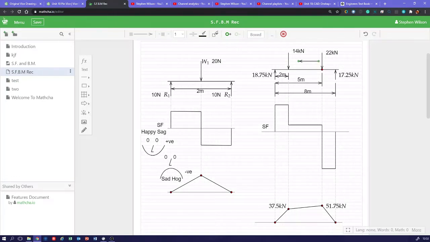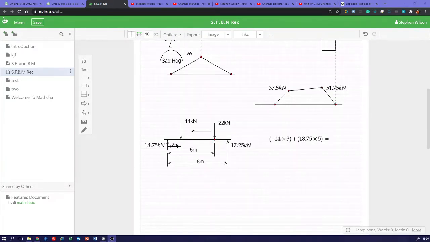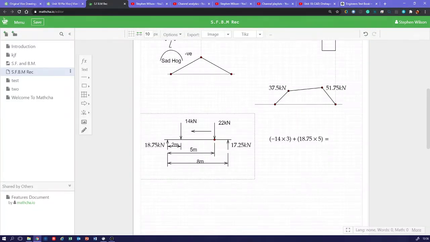Going to the left, we have our first point of interest is this 14 kilonewtons, and that is 3 meters from there to there. Yes, it's 3 meters away from the point we're taking moments about. So that's going to be 3 times by 14. So we'll just set this up as a calculation. So I've just copied this and pasted it down here just for a bit of clarity. So we're just showing that we can take moments to the left or to the right and we'll get the same answer.